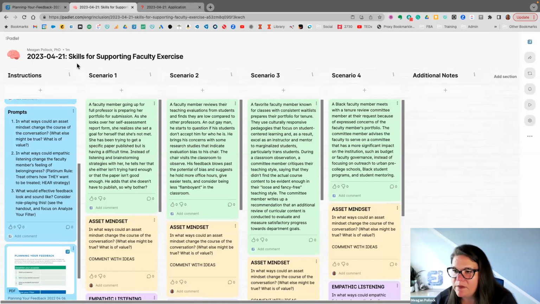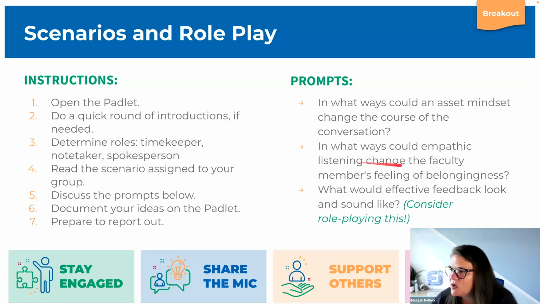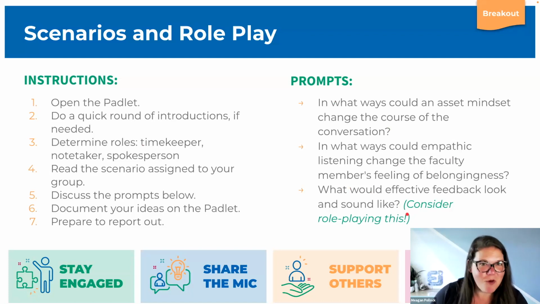Asking things like what else might be true, what is of value, in what ways could empathic listening change the faculty members' feeling of belongingness? And then what would effective feedback look like and sound like? If you are so inclined, you can role play this, but that also causes many people great anxiety, the notion of role playing. So I will leave that to your groups and how you want to enact that.